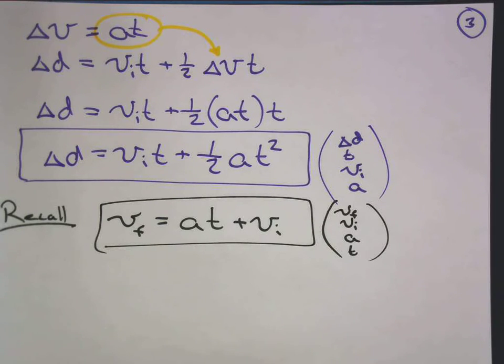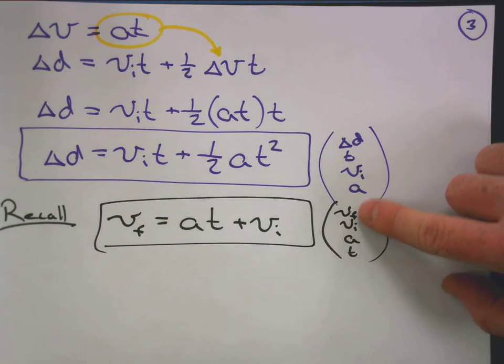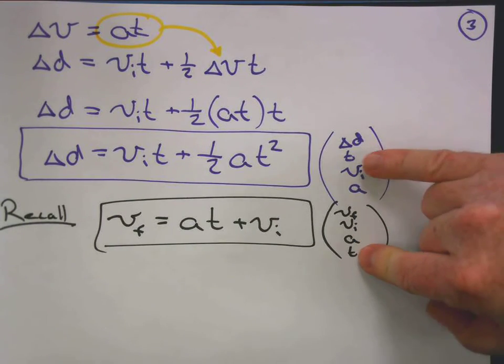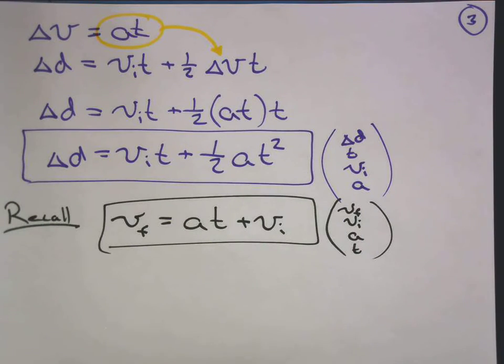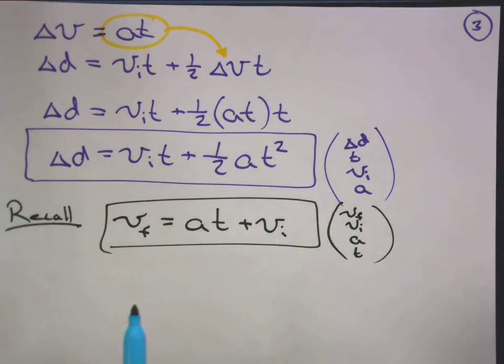Well, so we have these equations, but what if there's a situation and we don't know the time? Can we relate displacement and initial and final velocity and acceleration when we don't know the time? Both of these have time in it, right? Can we do that? Well, yes, we can. I'm not going to bore you with all of the gory arithmetic and moving things around. I just want to show you what we would do.